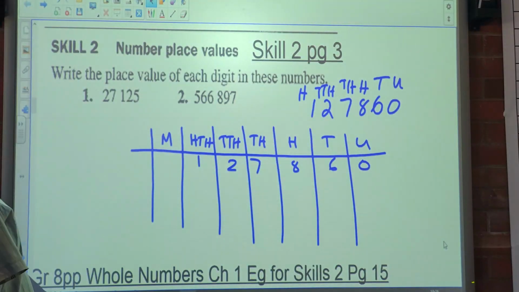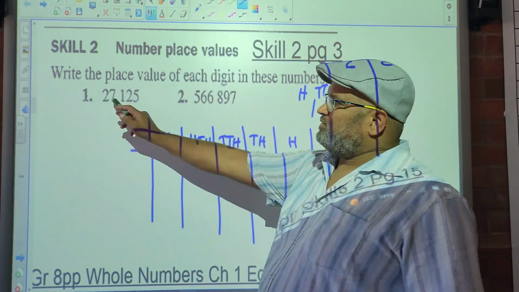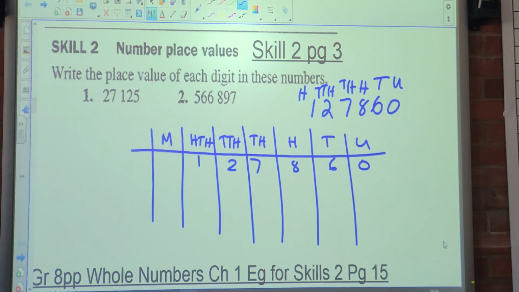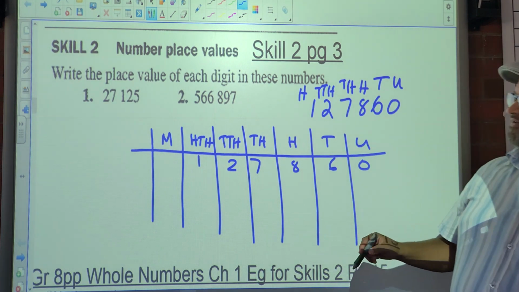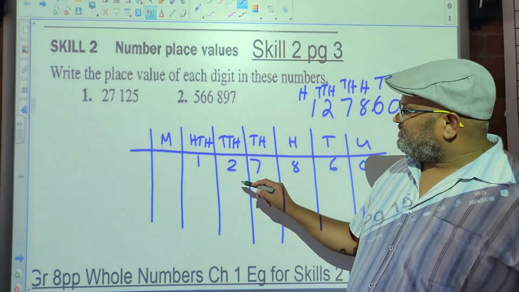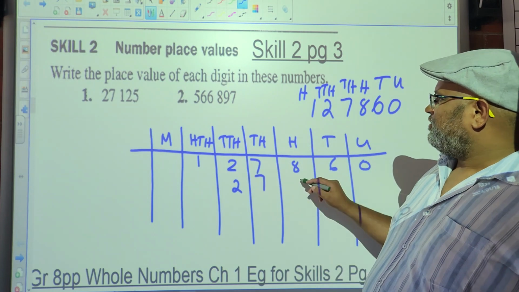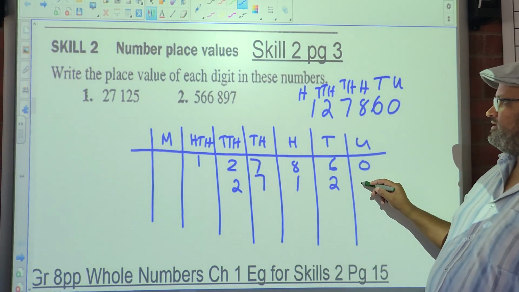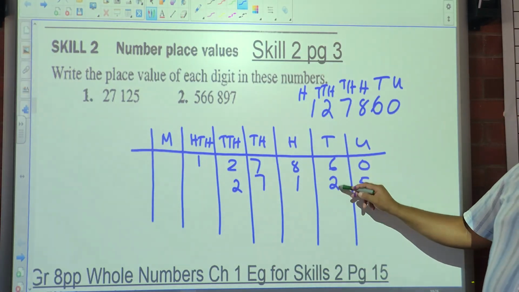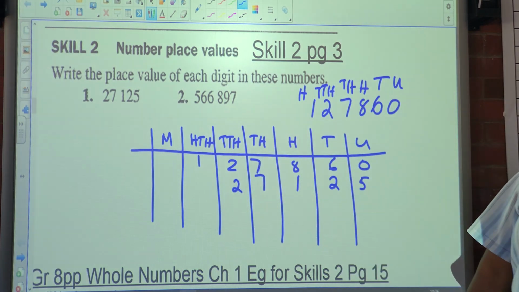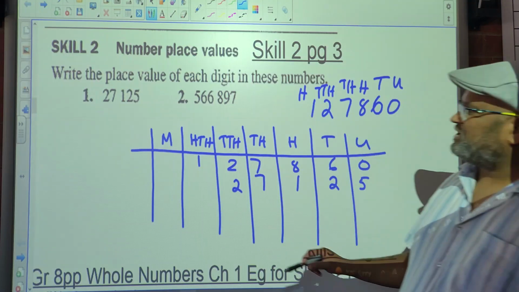Okay, so in skill 2, the first part asks you to write the place value of each digit in these numbers. Can somebody say the number? 27,125. So there's 5 units, 2 tens, 1 hundred, 7 thousands, and 2 ten thousands. Right. Let's look at the next one.